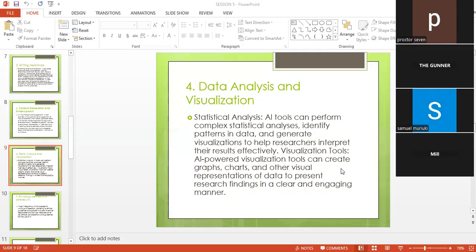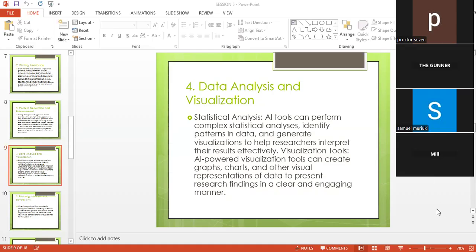So you can see the visualization. You can see the way we have been able to show the visualization using Gemini.